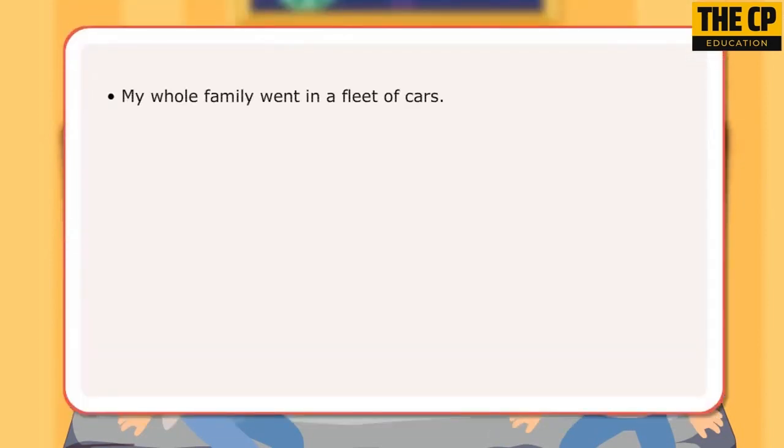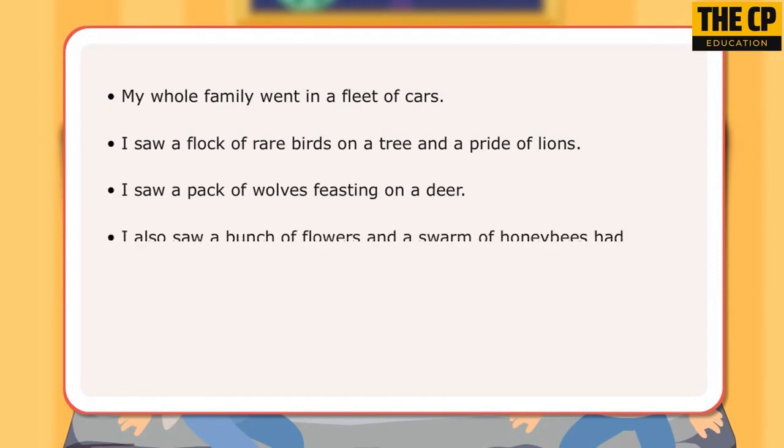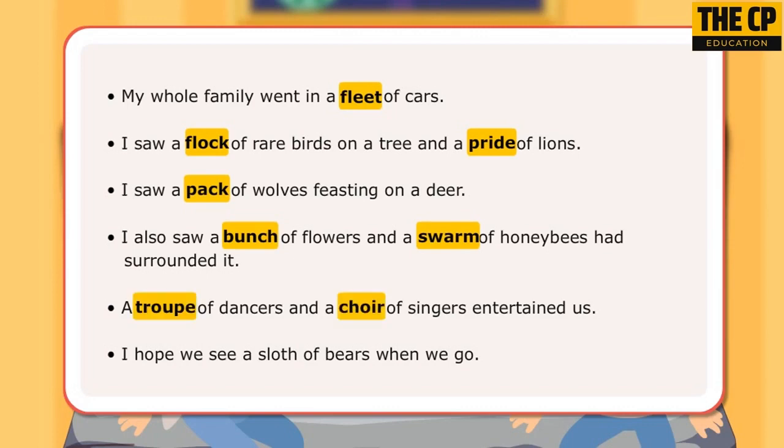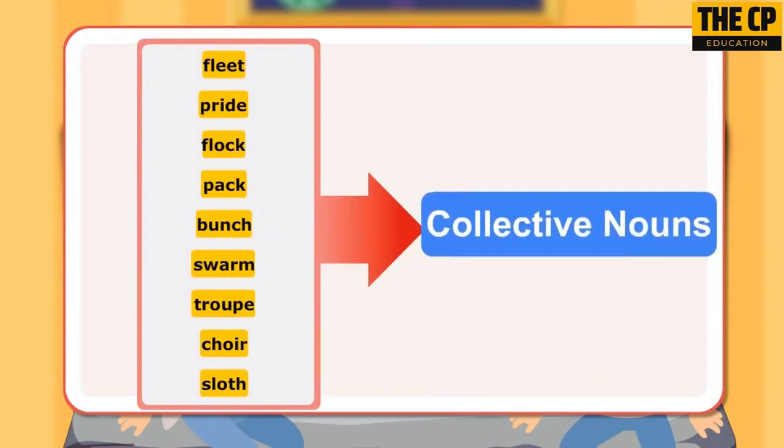The girl and the boy have used collective nouns to speak about a group of things and animals using one word to categorize these groups. The words fleet, flock, pride, pack, bunch, swarm, troop, choir, sloth are examples of collective nouns.